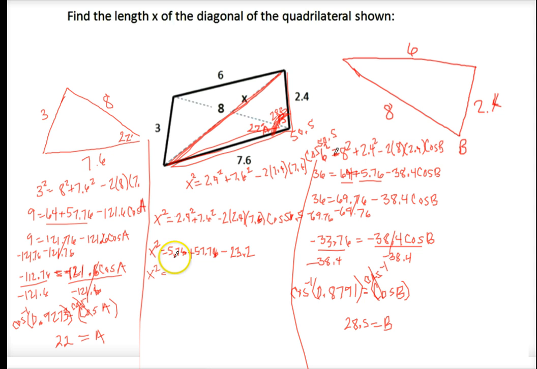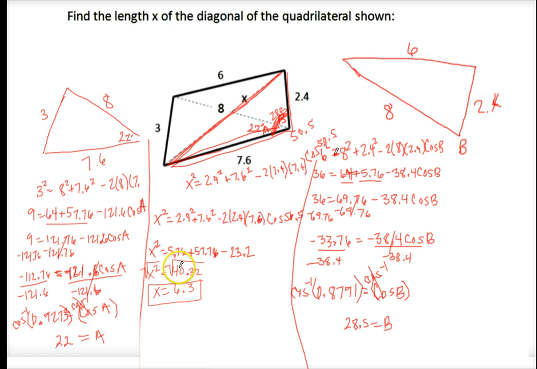So we're going to add 5.76 plus 57.76 minus 23.2, and that gives us 40.32. And then our last step, we have an x squared, so we take the square root of both sides to find our solution. The square root of 40.32 is about 6.349, so about 6.3.